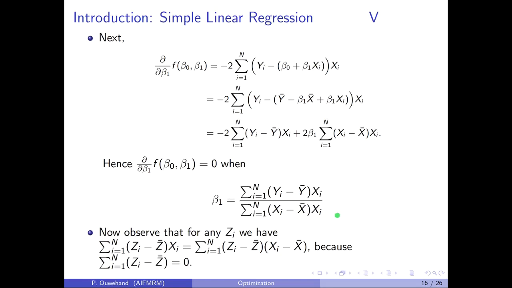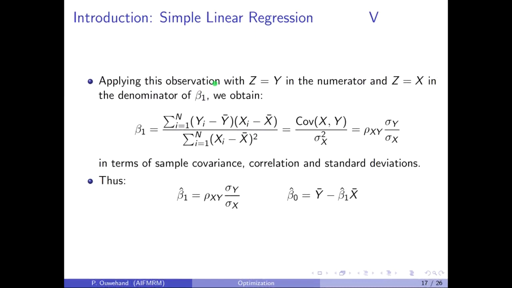However, it's convenient to manipulate this expression slightly by observing that whenever you have an expression of the form sum from i equal to 1 up to n of zi minus z bar, where z bar is the mean of the zi's, times some xi, that is exactly equal to this sum of these products shown over here. And that's simply because the sum of zi minus z bar is equal to 0. If we apply this observation with z equal to y in the numerator and z equal to x in the denominator for the expression of beta 1 that we obtained before, then beta 1 looks like this expression over here.